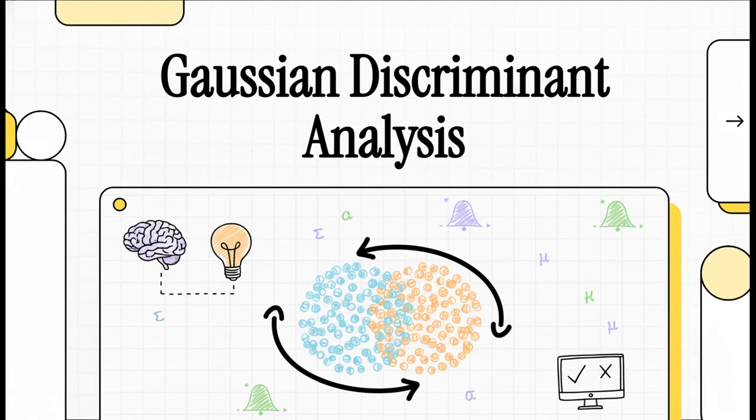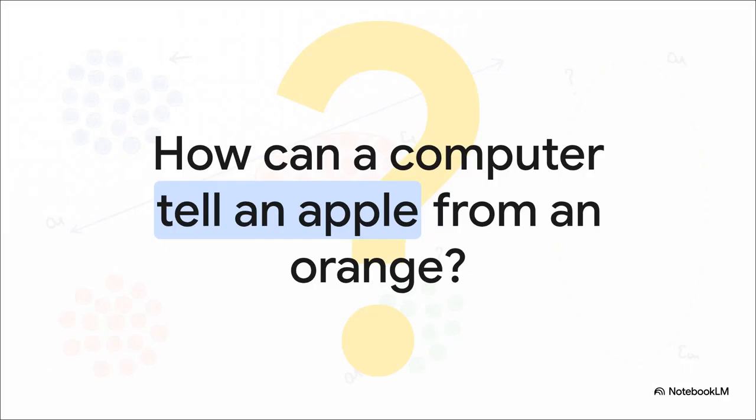So how exactly do we teach a computer to tell the difference between two things? Today, we're going to dive into a really classic, really powerful technique for doing just that. It's called Gaussian discriminant analysis. Let's make this super simple.